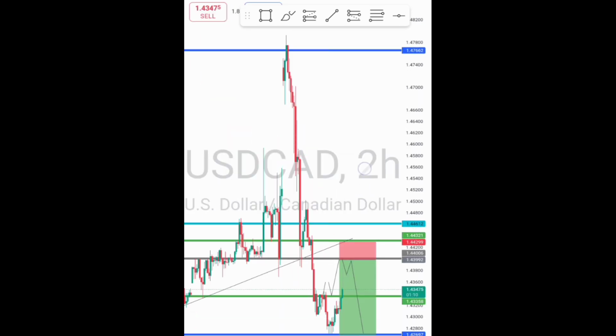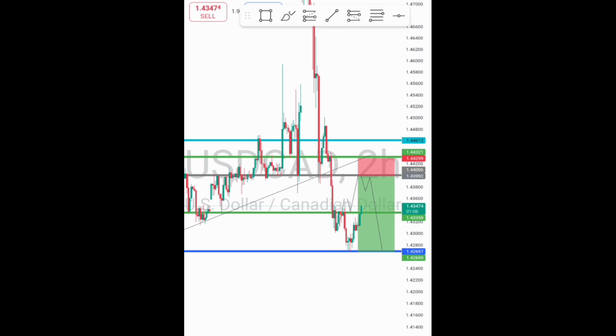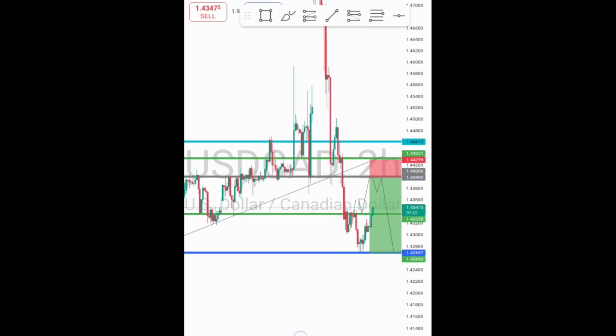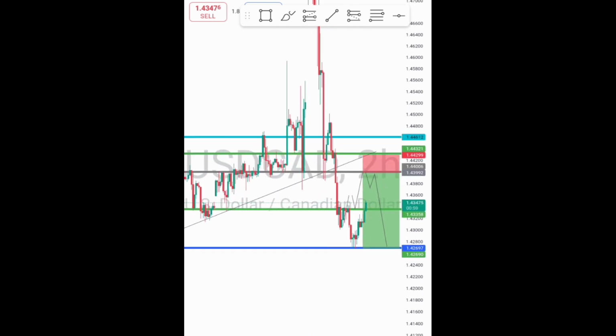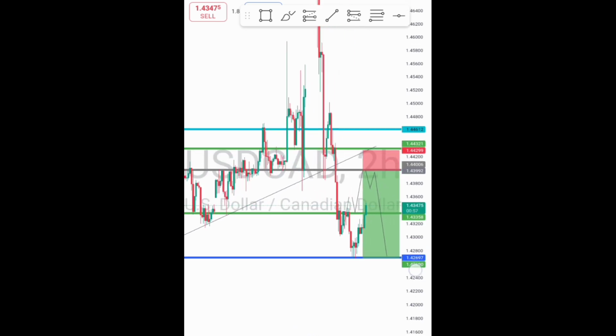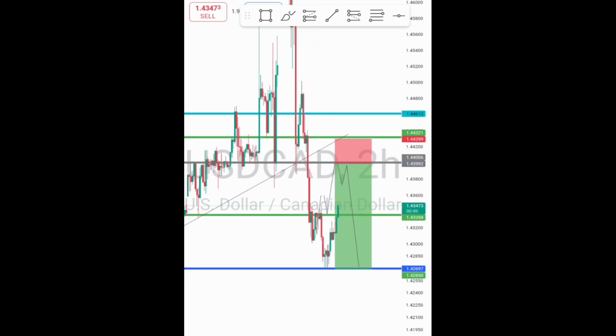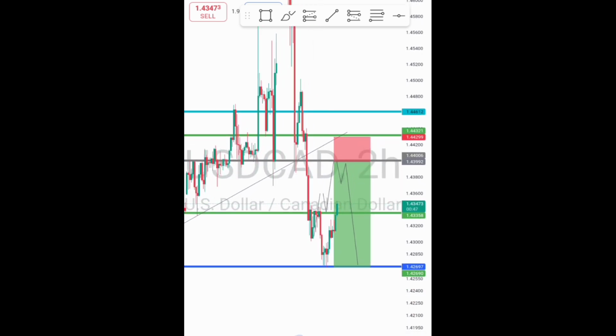Good, correct. The same thing. The day before yesterday when I made this analysis, it was beautiful, perfect, and it's playing out in my direction. You can see now. That is why you have to be patient. When you are not patient, you won't be able to make money from this market. You have to be patient.